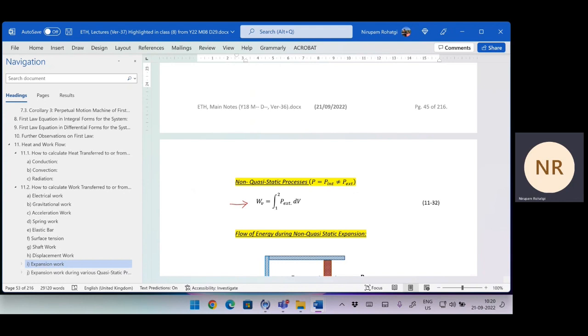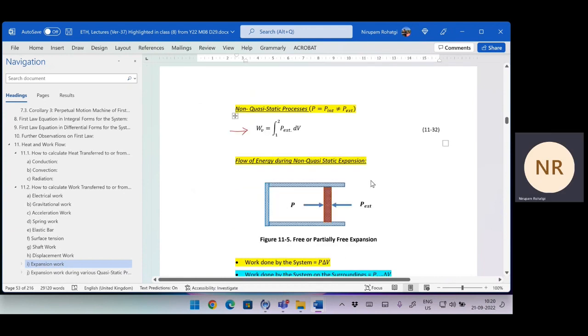But if we want to find the work done by the system on the surroundings, then we should know P external, integrate P external dV, and we can find it. Only in the case of a quasi-static process can you take the internal pressure, P dV, and do it because they are equal. So this shall actually sit into your mind perfectly.